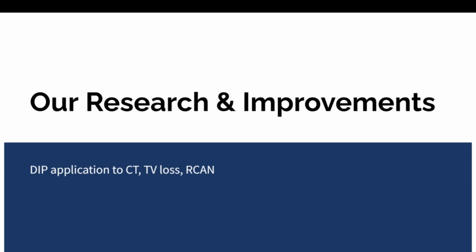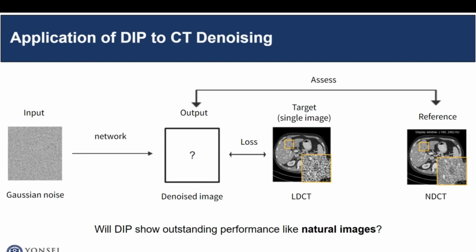Next, I'll explain our research and the improvements. Our research aims to apply DIP to CT denoising. The schematics of our research follow the image. We first input a Gaussian noise to a network and set the LDCT as the target. After training the network via extreme iterations, we will assess the performance of the output against the reference NDCT.